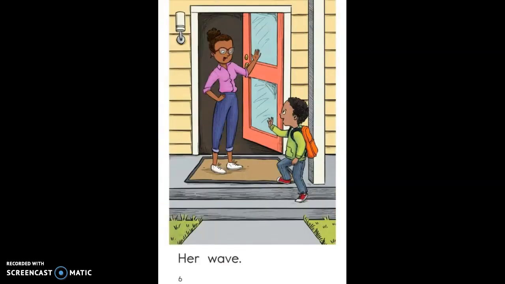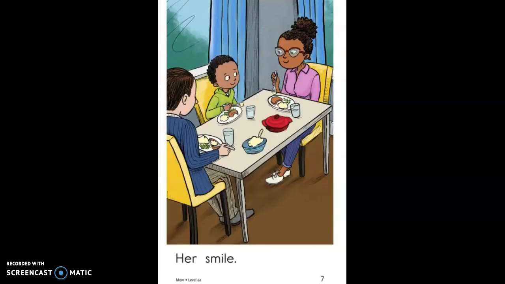We know good readers start on the left side of the page. We also want to make sure we point under each word as we read. We know we're going to start this page with her because that's our pattern. Her, wave. We want to start on the left side of the page, and we're going to point under each word as we read, starting with our pattern that we know starts with the word her. Her, smile.